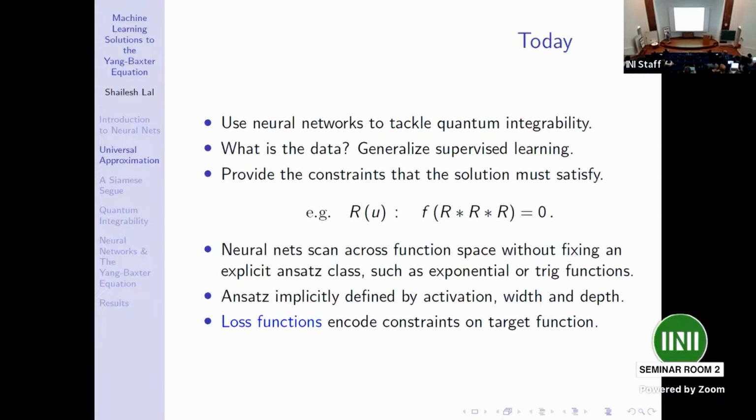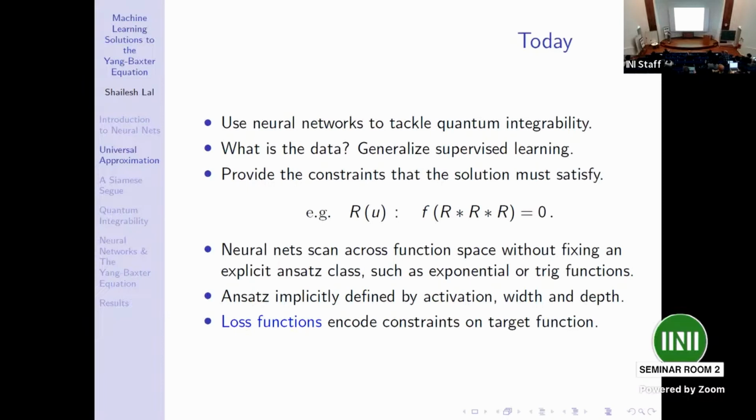I might have some curves that show you this thing, but if not, they're in the paper. So today, what I'm going to do is try to use these neural networks to tackle this problem of getting solutions to the Yang Baxter equation. Okay? And of course, the question is that if you're doing data science or machine learning, then what is the data? Essentially, what will turn out is that the data is the fact that the Yang Baxter equation is solved.